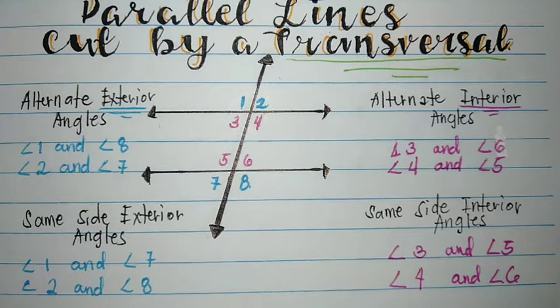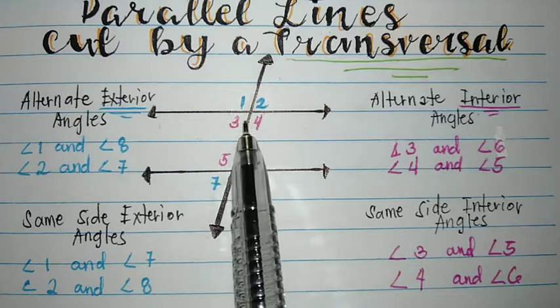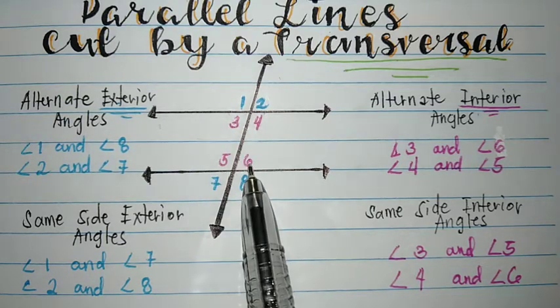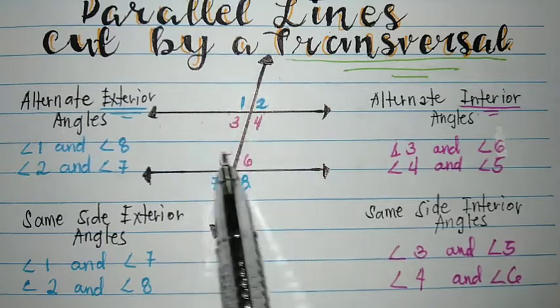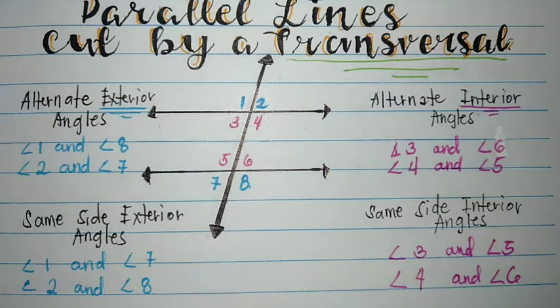Next naman is the interior angles. When we say interior angles, yan naman yung nasa loob ng parallel lines. So, we have here the parallel lines and ito yung mga interior angles natin: angle 3, angle 4, angle 5, and angle 6. Sila naman yung nandito sa spaces in between the parallel lines. Sila yung tinatawag nating interior angles from the word itself, interior.